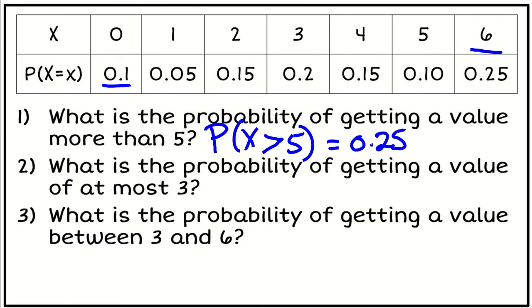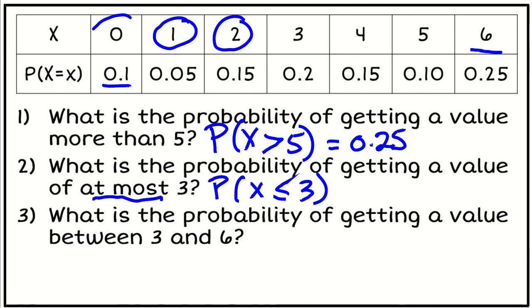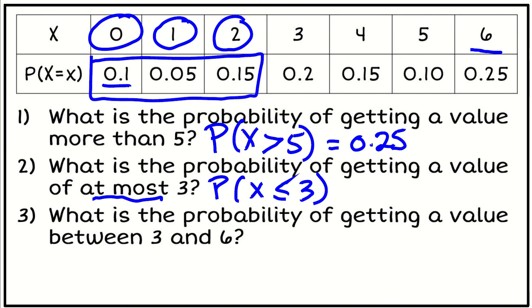Question number 2. What's the probability of getting a value of at most 3? So at most means less than or equal to 3. So less than or equal to 3 could be 2 or 1 or 0. So for the probability of getting that, I need to add together those three probabilities, and that will give us an answer of 0.3.